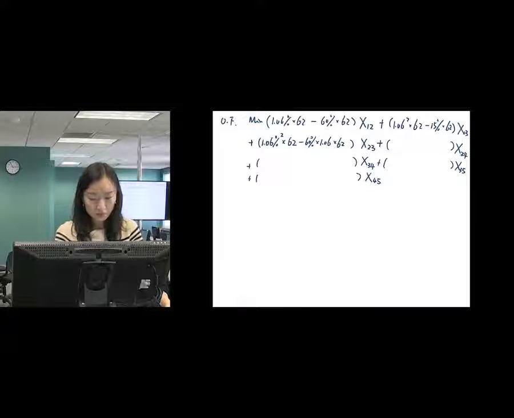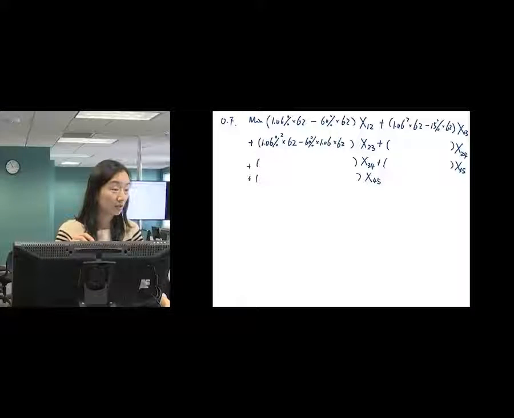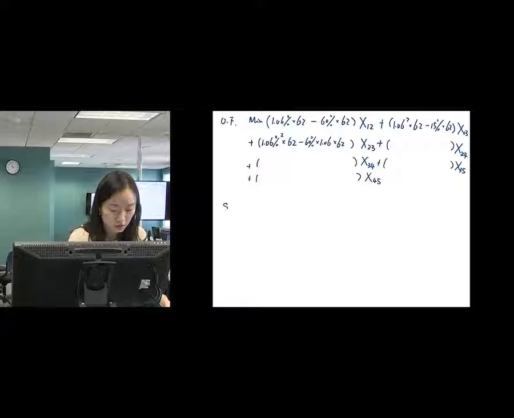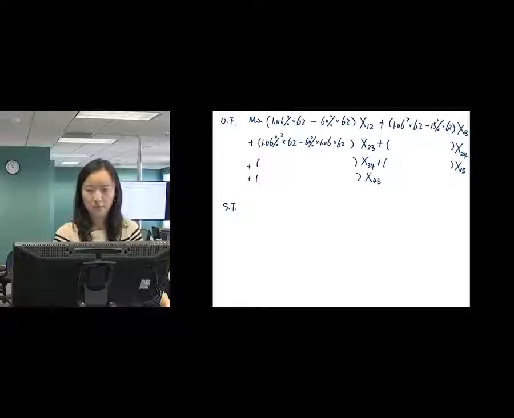Okay. So you can see this problem, the difficult part is coming up with those coefficients which are not given, as compared to the previous shortest path problem. Okay. So now, what are the constraints?